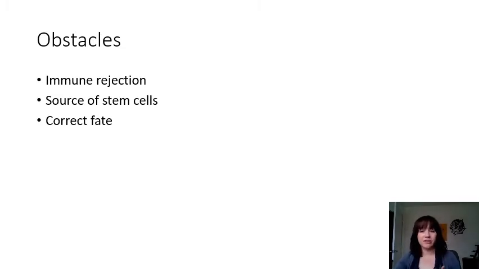So immune rejection, the source of the stem cells, and then lastly, are those cells going to become what you want them to become? If you inject, say, embryonic stem cells, there is the possibility that they could get signals from their surroundings and become the cell type that is desired. But they could also, because they are pluripotent, become anything.